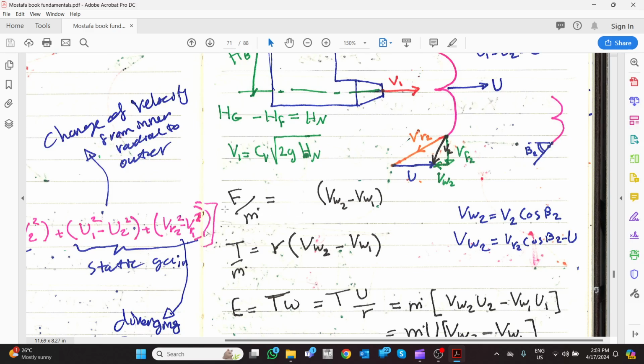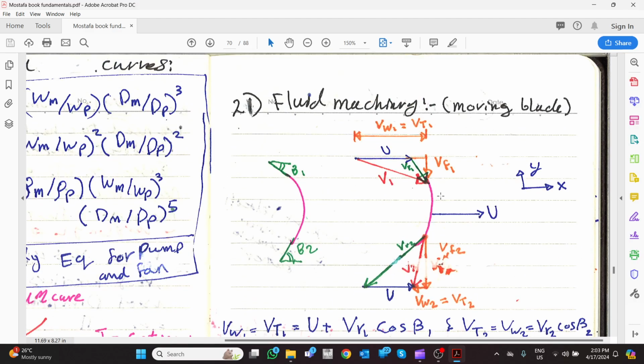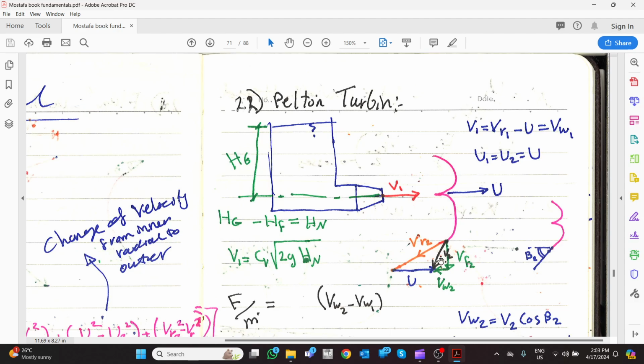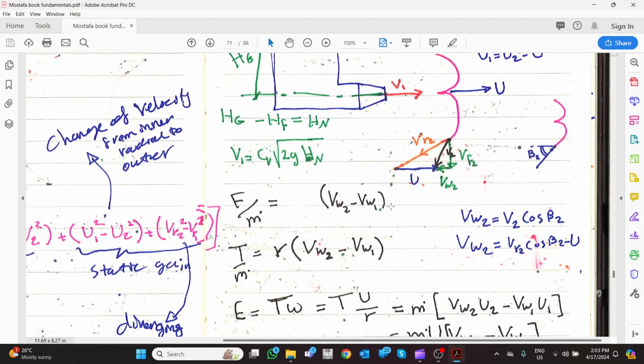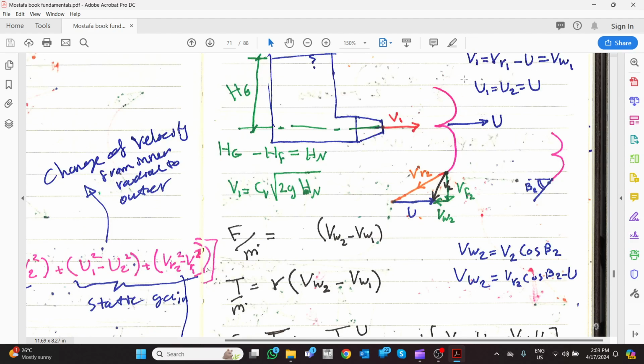Based on before, we know that force equals m dot times whirling velocity minus whirling velocity. But before here, it was whirling velocity plus whirling velocity. Why? Because it entered like this, and this is the whirling velocity, and it was going out like this, and this is the whirling velocity. Now it enters like this, it is going out like this. Same concept. So it is the whirling velocity 2 minus whirling velocity 1.